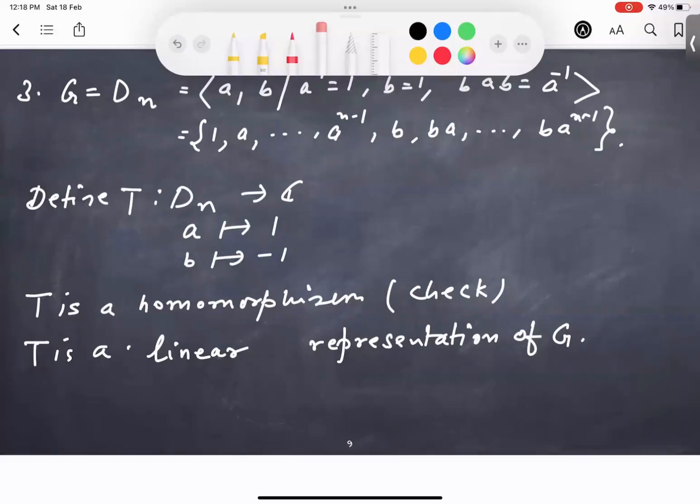If you have a group acting on a set X, then you have a representation of G on a vector space with X as a basis. I will come to that.